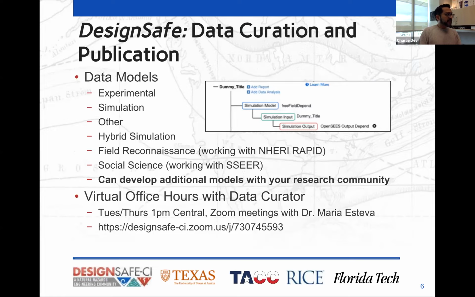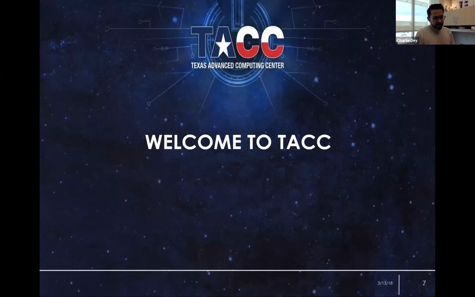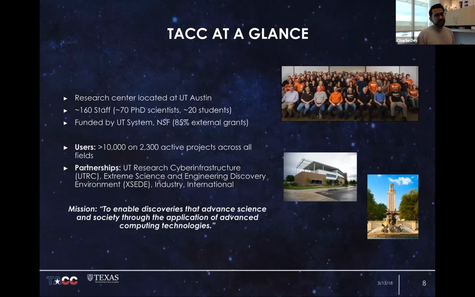All right, now a little bit about TACC. TACC has been around for almost, I would say, about 18 years now. We have about 160 people on staff, 70 PhDs, and about 20 students as well. We are funded primarily through the NSF and through the UT system, that's the University of Texas System. We have over 10,000 users. By the time this slide came up, it was 2,300 active projects. We have about 3,000 active projects now. I think actually close to 4,000 now that I'm thinking of it.